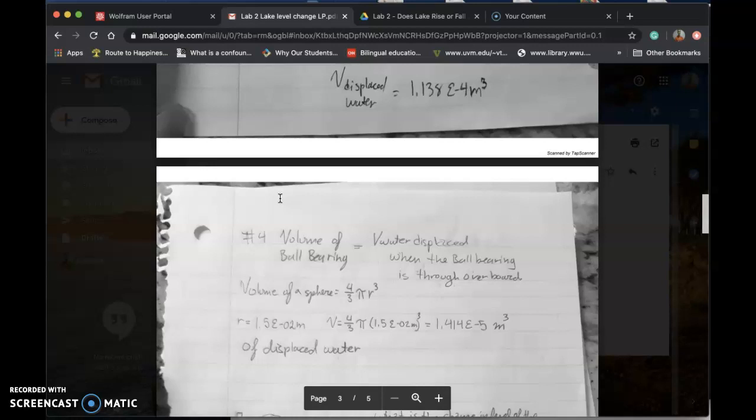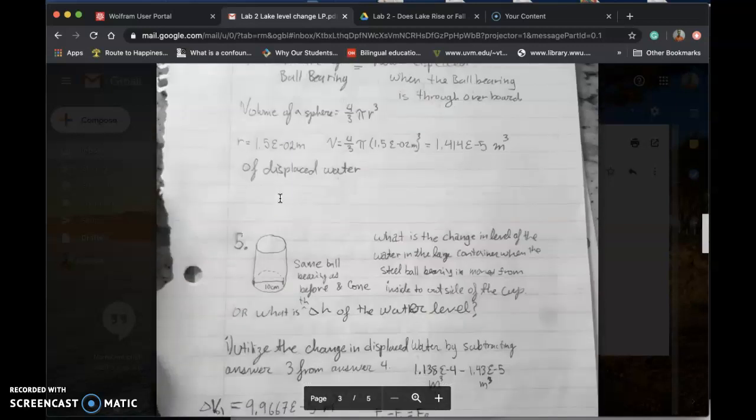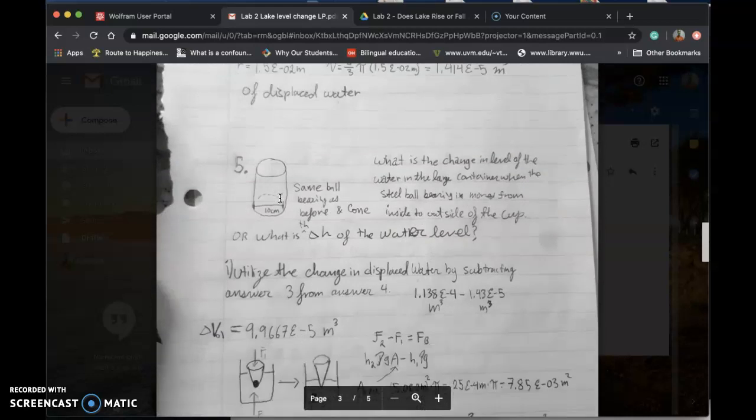To get this, we simply need to find the volume of the sphere. We take our radius and take that to the third power, multiply that by 4 over 3 pi, and we get 1.414 E minus 5 meters cubed. Now we've reached this number 5. Now we have this cylinder, and we are trying to see how the height changes.